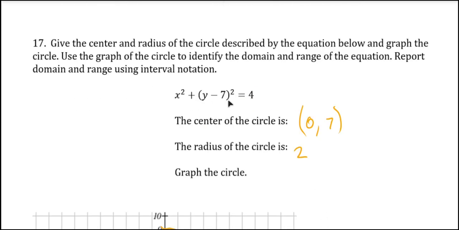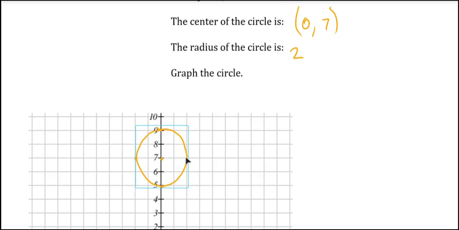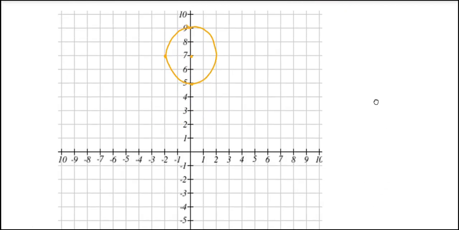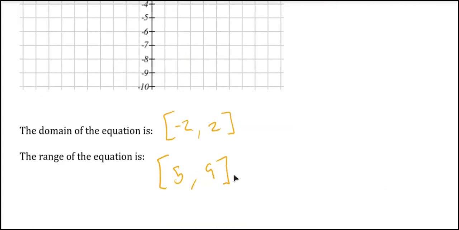Let's look at another one that's already in standard form. Here, there's no term being squared, no difference with x, so we can interpret that this is a 0. Likewise, this should be positive 7, and the square root of this would be 2. So we go to 0, 7, we go out 2 in each way, up, down, left, and right, and we complete those to make a circle. Here is the domain and range going up and down by 2 from 0, and going up and down by 2 from 7.